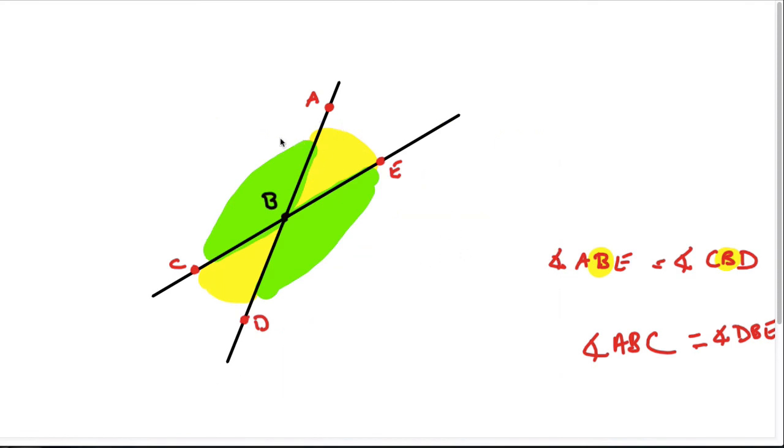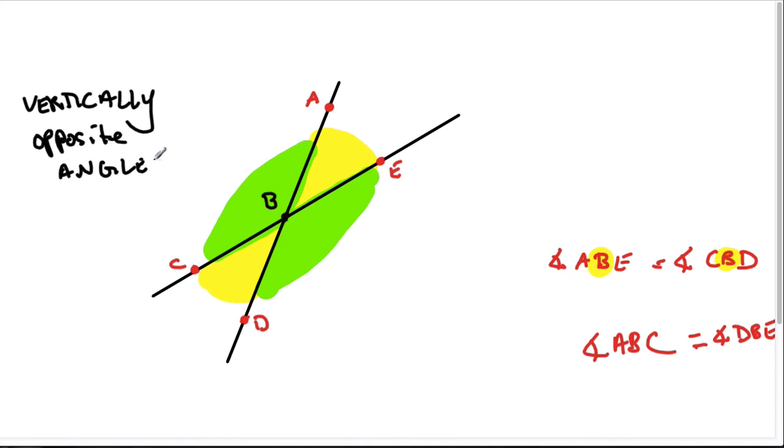We call these angles vertically opposite angles. Vertically opposite angles. I'll write that down. So it's not alternate interior angles. We're not there yet. We call these vertically opposite angles. And all vertically opposite angles are equal to each other, always.